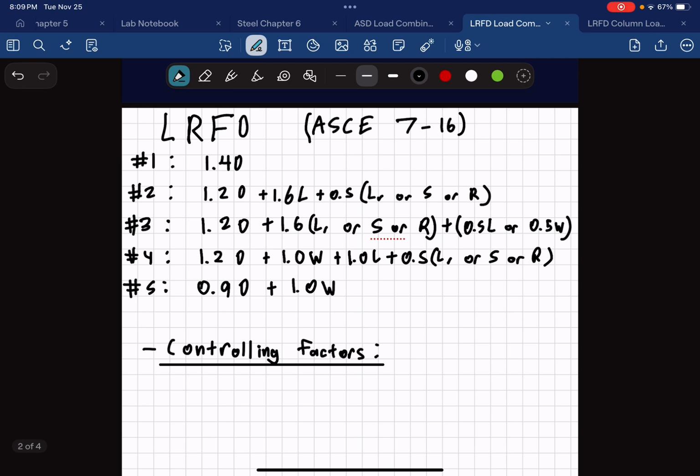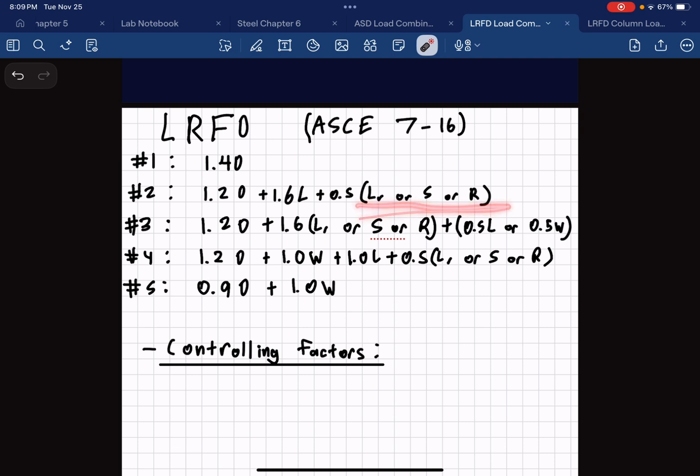So we have 5 different equations for LRFD loading. Some things to point out. You're going to see that some of these are listed in groups where you are going to have what's called a controlling factor, and we'll talk about that in a second.